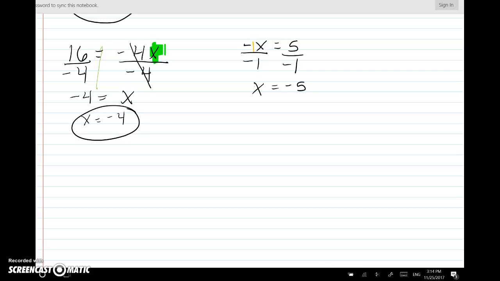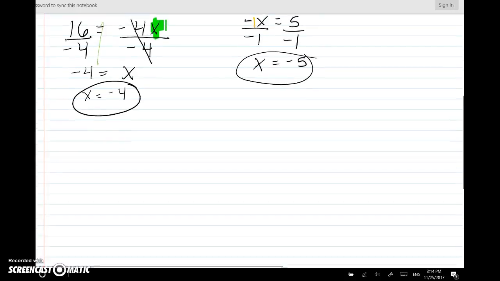But I wanted you to show it. So when we have -x equals 5, that just means x equals -5. When we deal with inequalities, though, things are going to change. We'll wait on that for a few weeks.